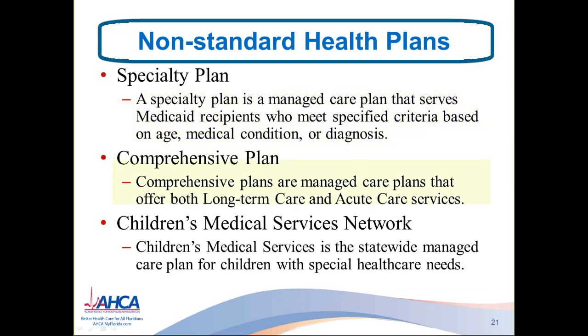We also have what we call comprehensive plans, and these are managed care plans that will offer both long-term care and acute care services. Of the 7 long-term care plans, 6 of them are going to be comprehensive in various regions throughout the state, and so recipients will be able to enroll in one plan if they're eligible for long-term care and receive their long-term care services and their MMA services from one provider. The Children's Medical Services Network is a statewide managed care plan for children with special health care needs. It operates today, and so it will continue under statute to operate under a contracting arrangement with the agency. So CMS Network will continue statewide.